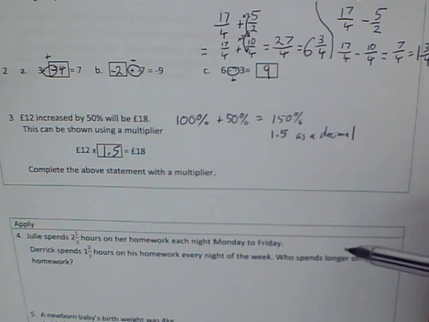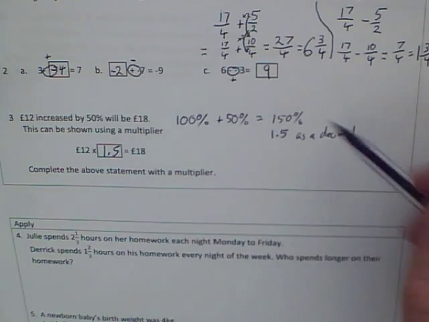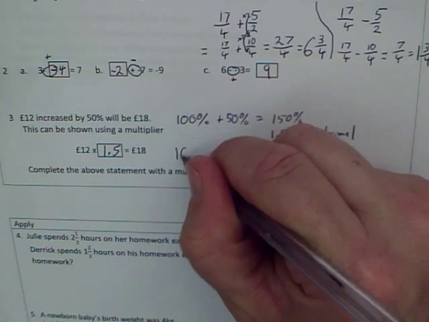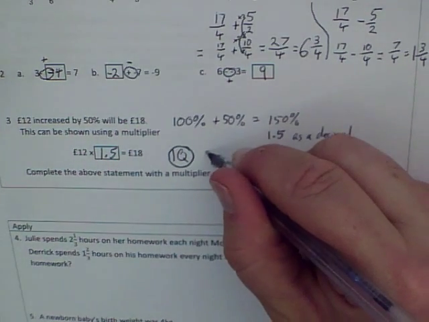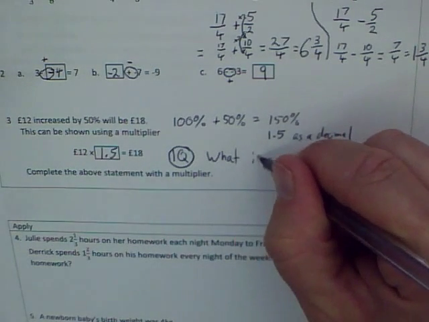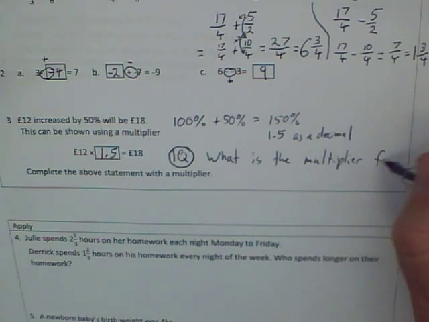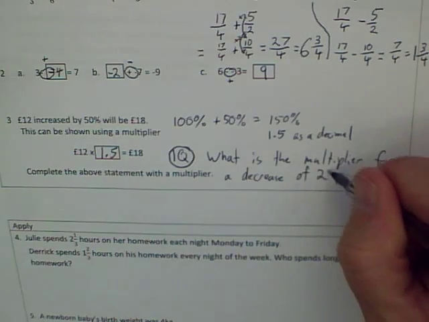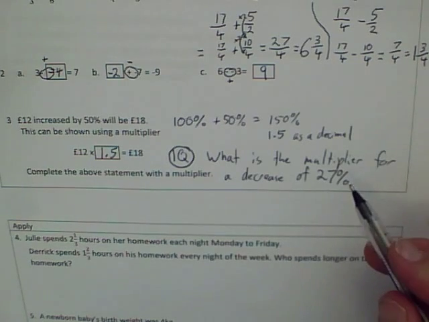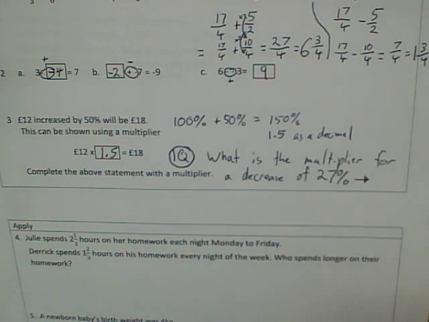This is the whole correction I'd like you to do. If you didn't get this question correct, can you do an improvement question, please? And your improvement question is, what is the multiplier for a decrease of 27%? So you need to copy that improvement question in, write it out, and then give me the answer as well. And that is the end of your Know and Use section.